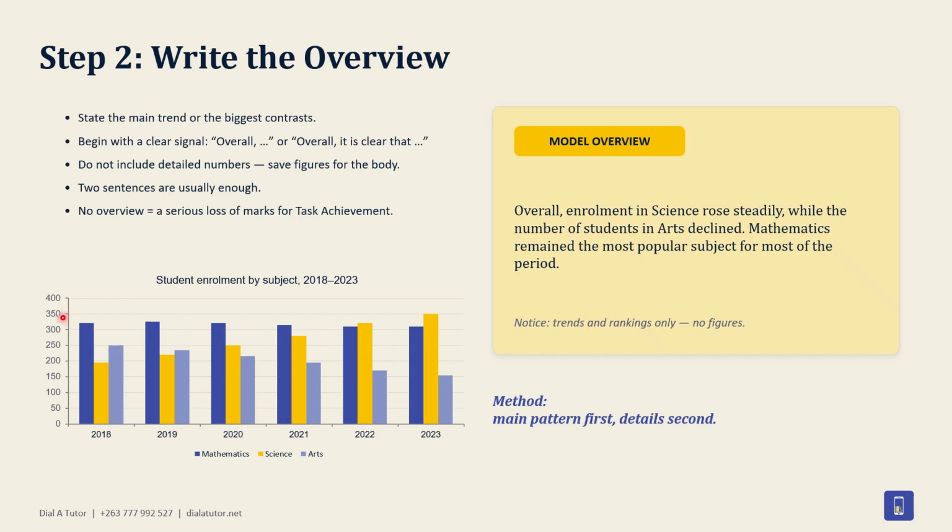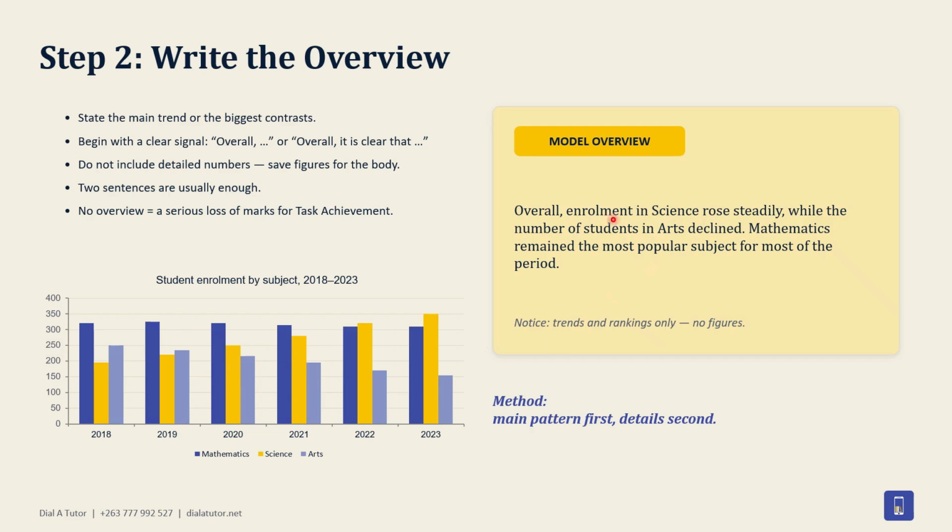So let's have a look at this information. You can clearly see that the information is from 2018 across 3 subjects. There is a key there, as you can see, up until 2023. Now, what are you going to say? You could possibly say overall. You look for the biggest trend. Do you see that the sciences are gradually increasing? Do you see that mathematics almost remains the same above 300? But you can clearly see that the arts are on the decline.